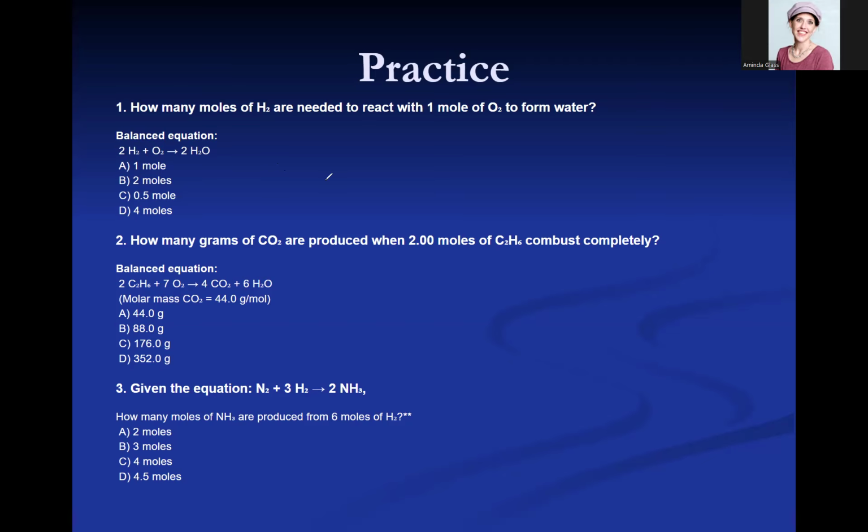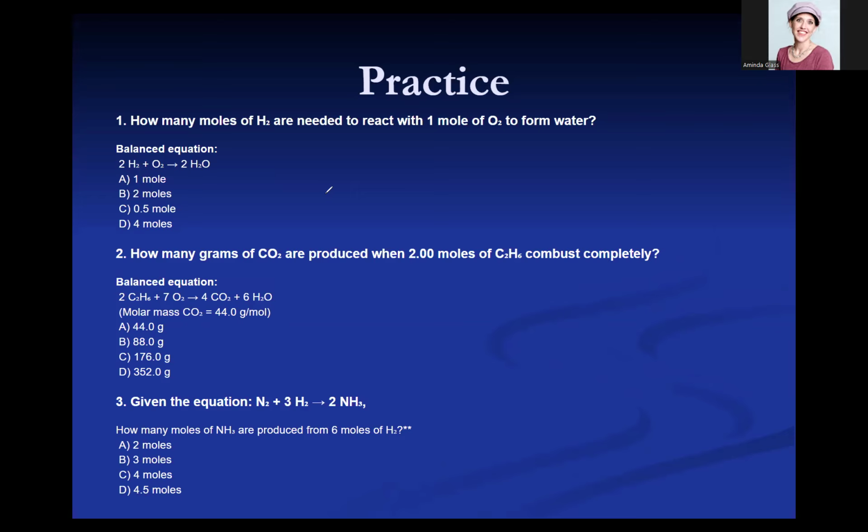How many moles of H2 are needed to react with 1 mole of oxygen to form water? So we have this balanced equation right here. All we have to do with this one is look and see. We have 1 mole of water right here. How many moles of H2? We only need 2 moles of H2. So this one, you didn't have to do any math. You just had to look and find the number.